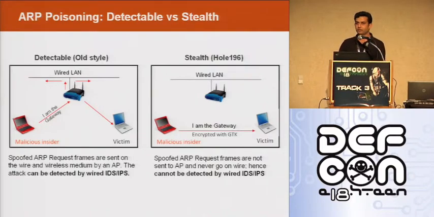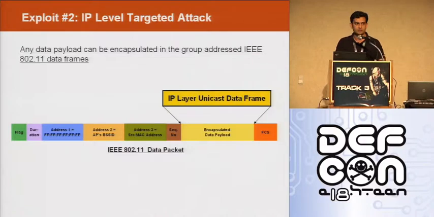So this is one example of a GTK exploit or Hole 196 exploit. I'm going to present here the second exploit. And it's all about changing the payload, what kind of payload you are encapsulating in that broadcast frame. So this time, the attacker is going to use a unicast IP payload inside that packet to basically launch an IP level targeted attack. So for example, the frame at layer 2 is broadcast, but I can always use an IP layer 3 unicast frame inside that.